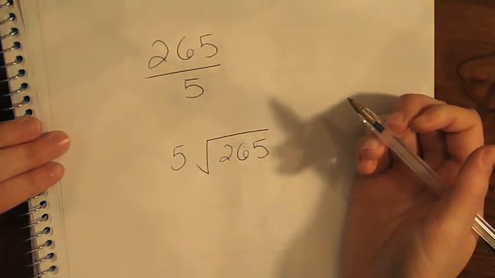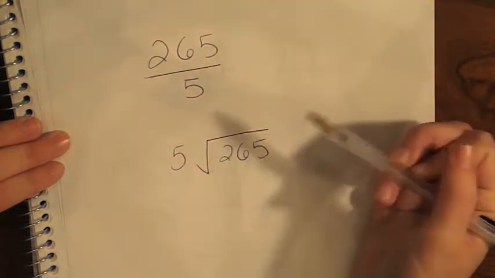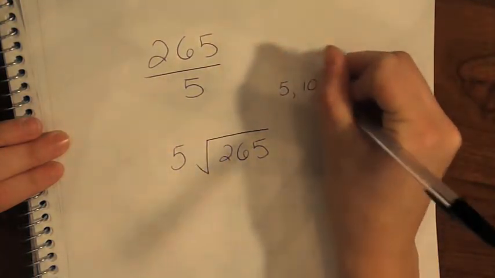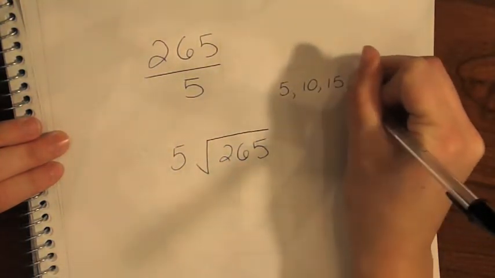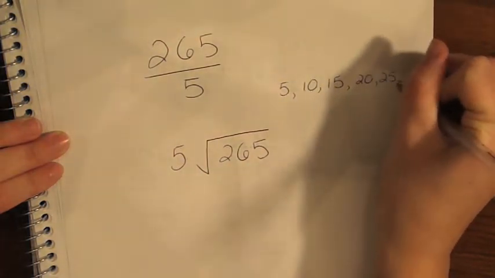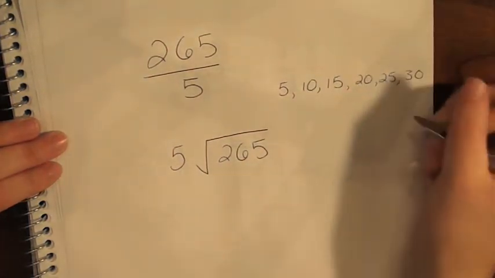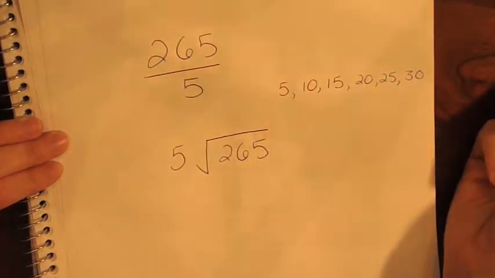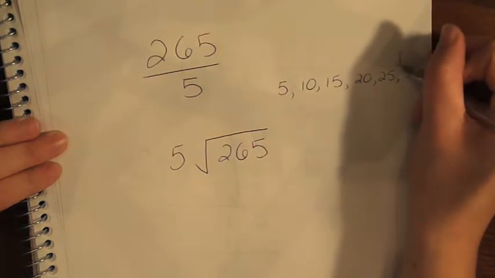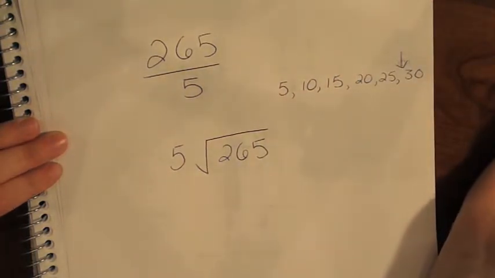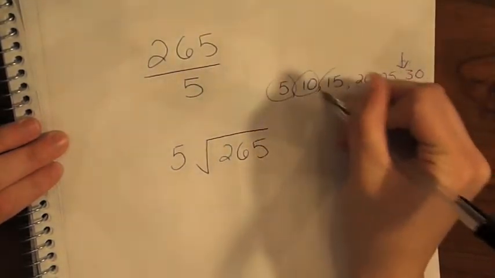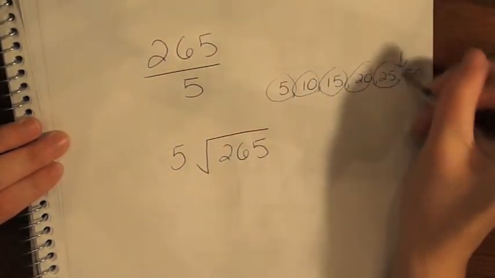So if you remember your multiples of 5: 5, 10, 15, 20, 25, 30. Wait, didn't we pass 26? Yeah, so 26 would be in between the 25 and the 30, right around here. So what we do know from this is that 5 goes into 26 at least 1, 2, 3, 4, 5 times.